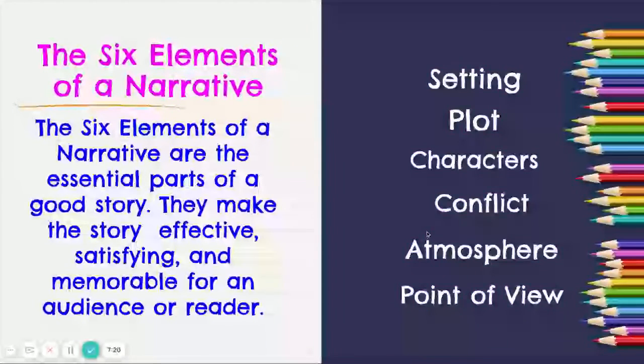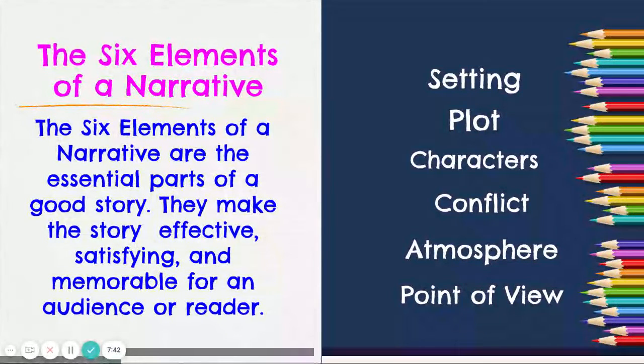The 6 elements of a narrative. The 6 elements of a narrative are the essential parts of a good story. They make the story effective, satisfying, and memorable for an audience or reader. The 6 elements of a story, as we have been discussing over the past couple of weeks, are setting, plot, characters, conflict, atmosphere, and point of view.